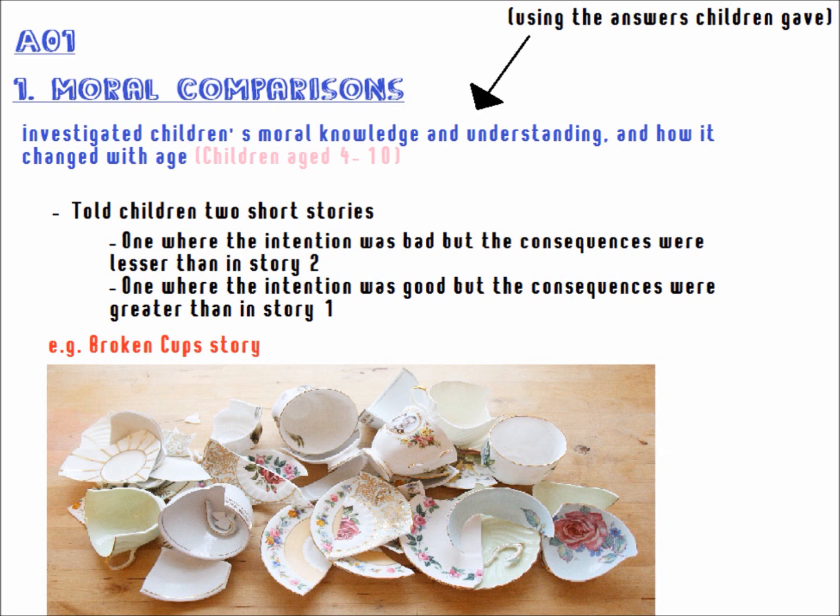With moral comparisons, he told children two short stories, one where the intention was bad but the consequences were not as bad as in story 2, and one where the intention was good but with more severe consequences than in story 1. For example, the broken cup story. John is called to dinner and accidentally knocks down 15 cups that were behind the door. On the other hand, Henry tries to get some jam out of the cupboard whilst his mother went out, and he ends up knocking over one cup in the process.